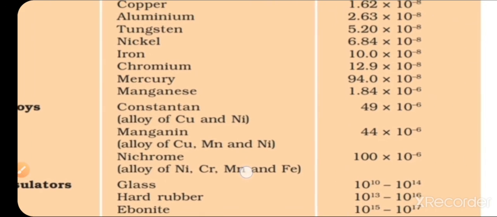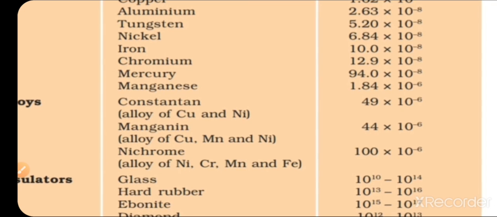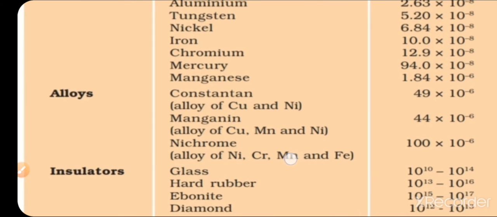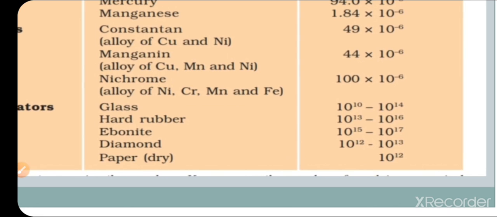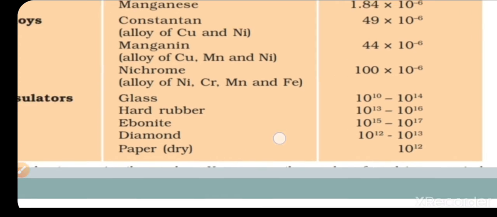Now alloys, Constantan, it is having resistivity of 49 into 10 raised to power minus 6 ohm meter. Then manganese, nichrome, so they are having resistivity more than that of metals. Now next come the insulators, glass, hard rubber, ebonite, diamond, paper. So they are having more resistivity as compared to metals and alloys.